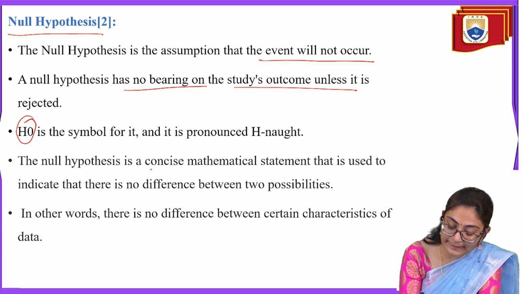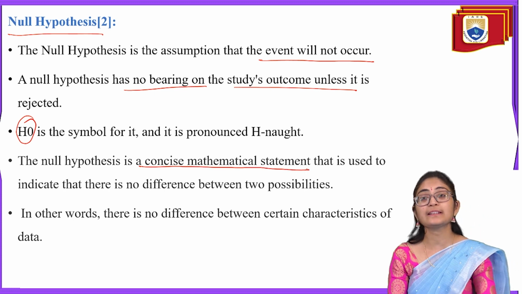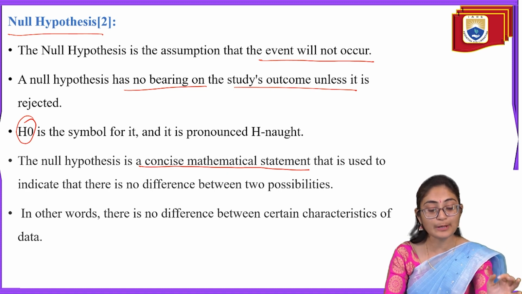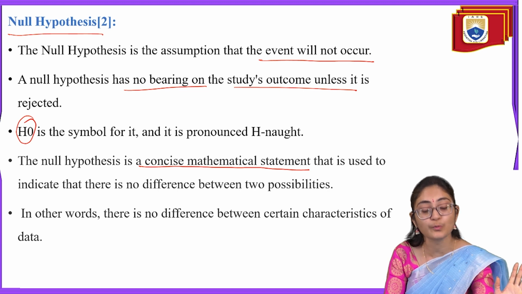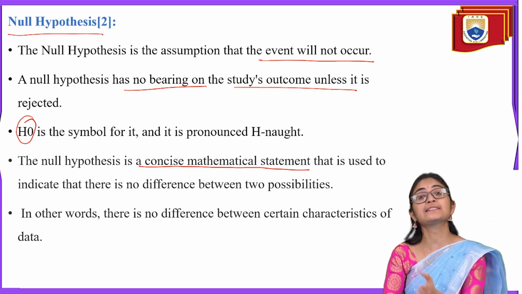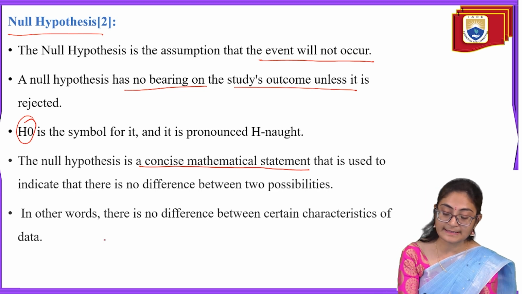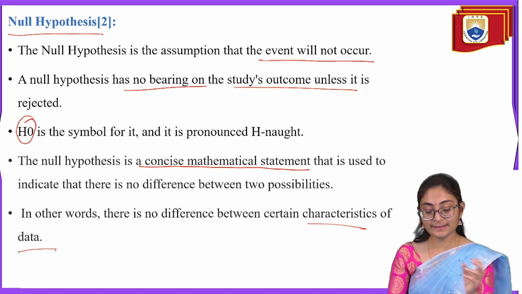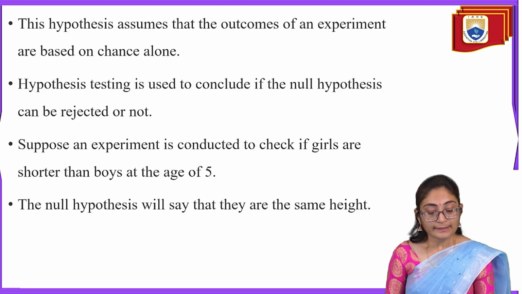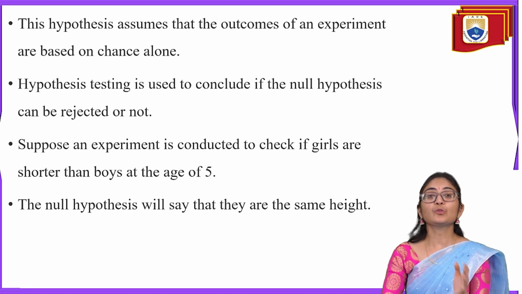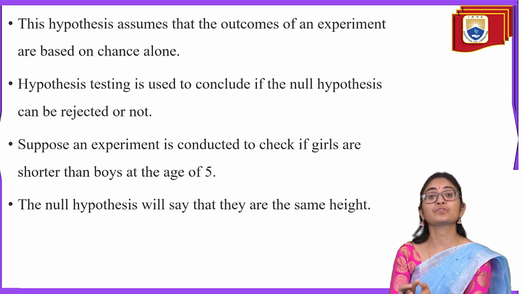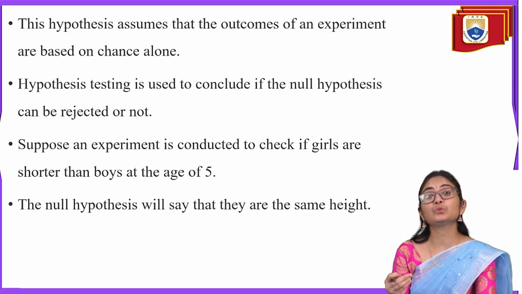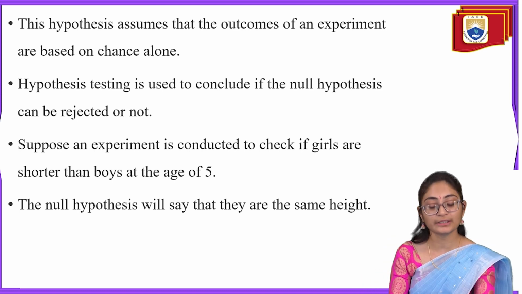A null hypothesis is a concise mathematical statement used to indicate that there is no difference between two possibilities. That means we can say there is no difference between certain characteristics of the data. We didn't get any different characteristics of the data. This hypothesis assumes that the outcomes of an experiment are based on chance alone, and this testing is used to conclude if the null hypothesis can be rejected or not.